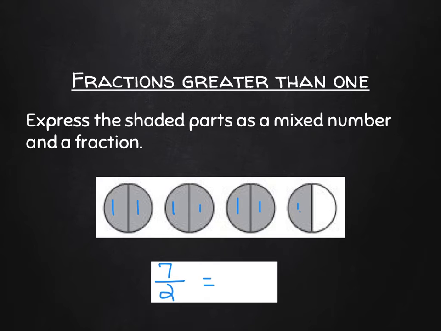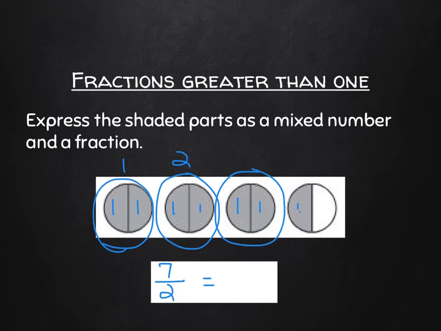7 halves is the exact same thing as a mixed number. Here I have 1 entire circle shaded. Another entire circle makes 2 whole shaded. Another whole circle is 3 whole. And here I've got 1/2. 7 halves is the exact same thing as 3 1/2.